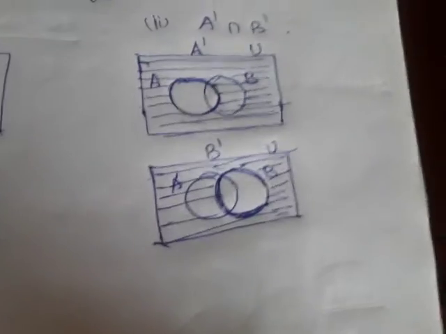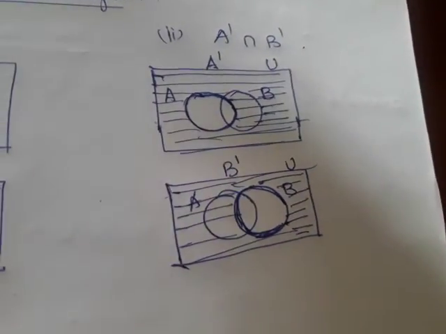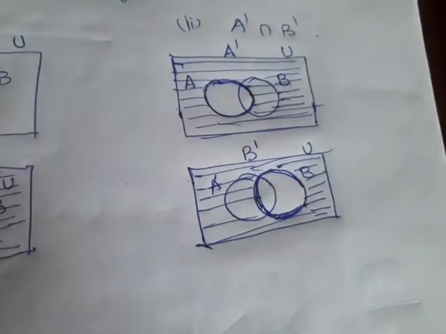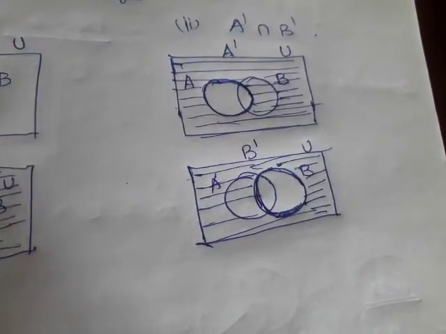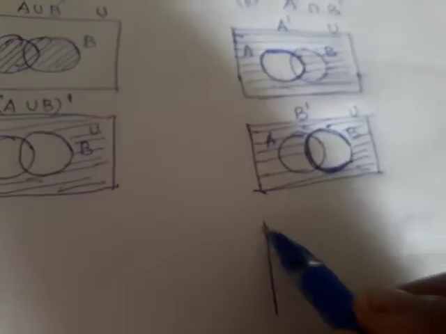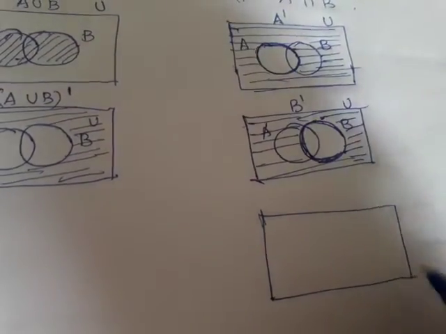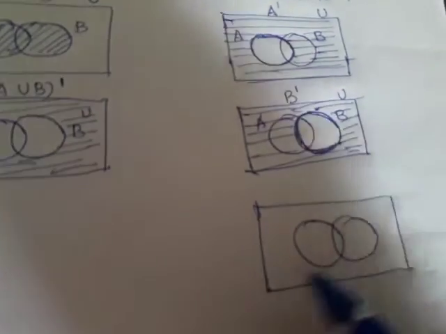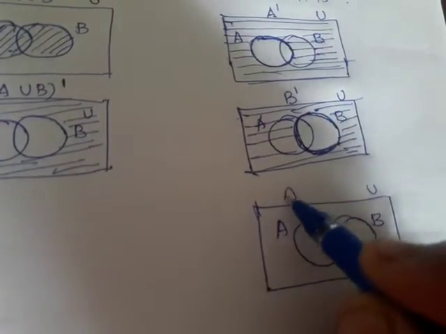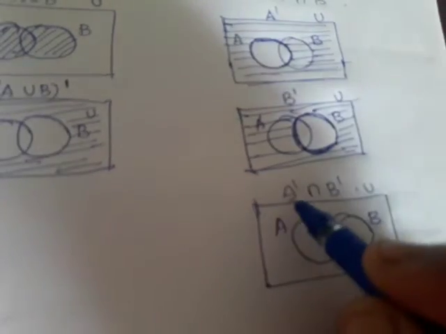Next, what do we need to do? A dash intersection B dash. In the sense, which region is commonly shaded in both the things should be shaded in A dash intersection B dash. So for the third step, we are drawing two circles. This is A, B, universal set, A dash intersection B dash.